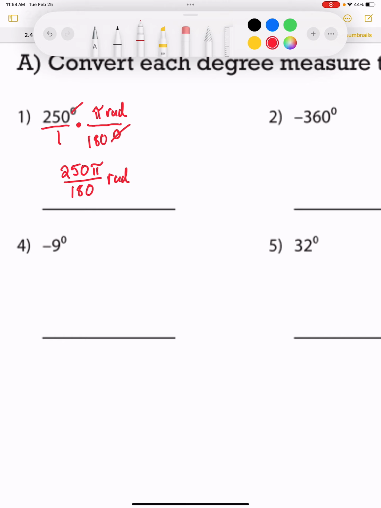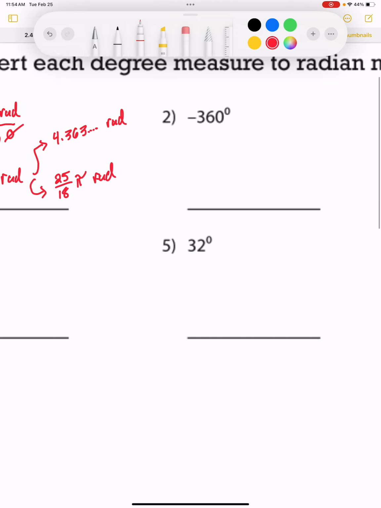Yeah, I guess that made sense. So there's different ways to write your answer. You could say this is 4.36 and this number keeps going forever, radians. Most of the time we just put pi on it. So I just say 25 divided by 18 pi, and then we're talking about radians.